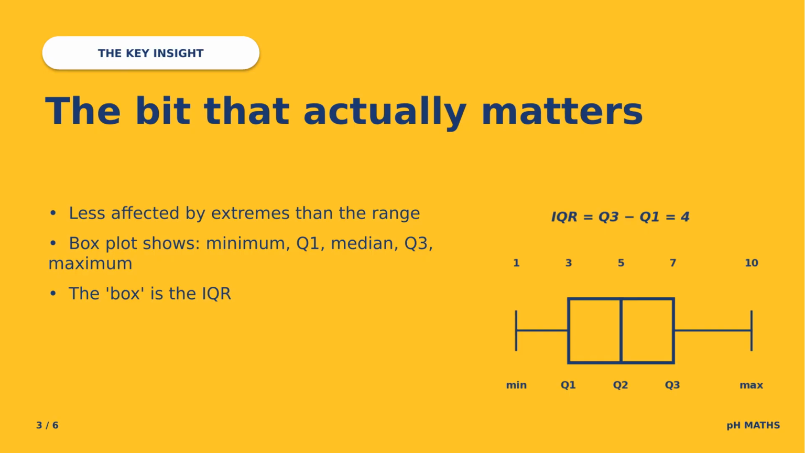Key insight: the interquartile range is less affected by extremes than the range, because it ignores the top and bottom 25%. A box plot shows 5 summary statistics: the minimum, Q1, the median, Q3, and the maximum. The box is from Q1 to Q3. That's the interquartile range represented graphically. 2 short whiskers extend out to the minimum and max.